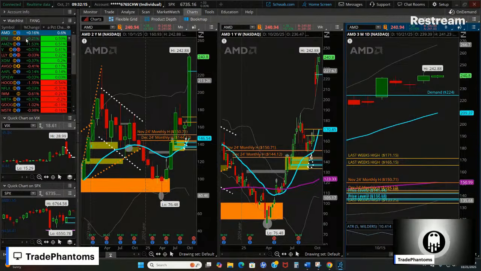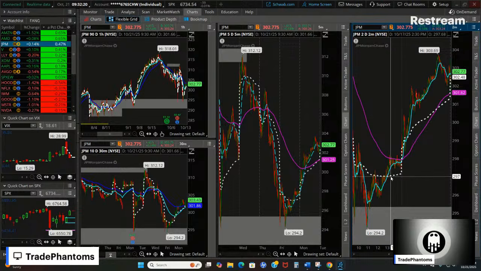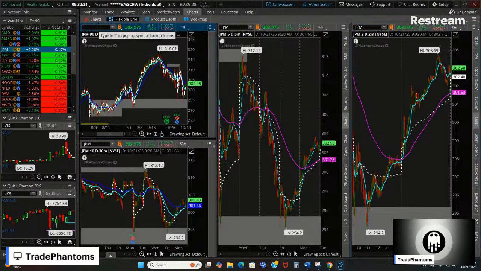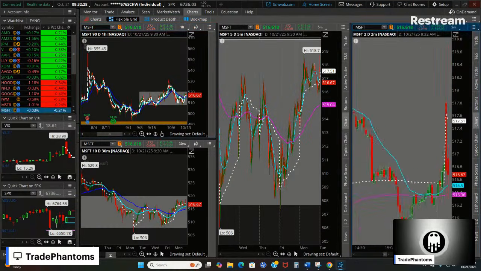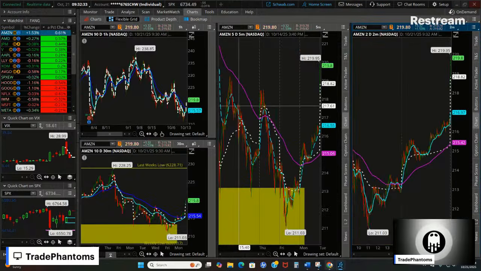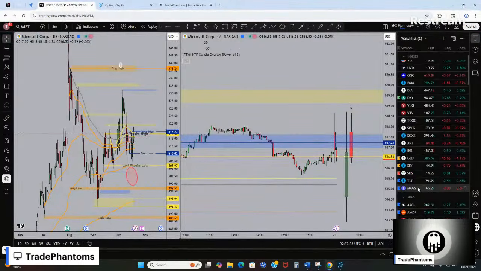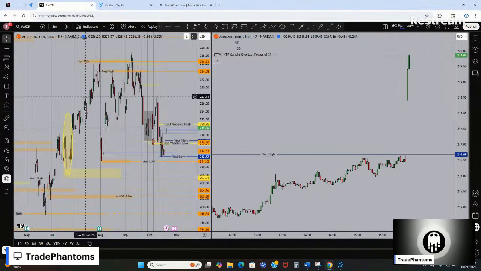AMD. Morgan. So you can see it. You can already see Microsoft didn't hold its. Gotta wait for that print to close on the 2. So Amazon already doing its thing here. However, that 220 is a tag there.